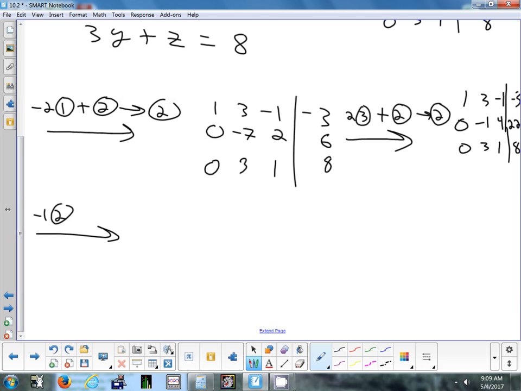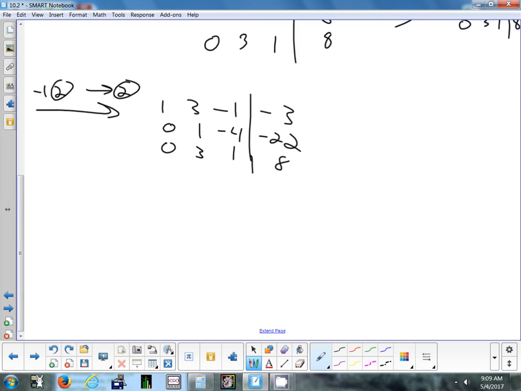So now negative 1 times row 2, and put the answer in row 2. Basically change the sign of everything in row 2. So 1, 3, negative 1, negative 3. 0, 1, negative 4, negative 22. 0, 3, 1, 8. What would we do now to get a 0 where the 3 is? Multiply the second row by negative 3, add it to the third, and store it in the third.